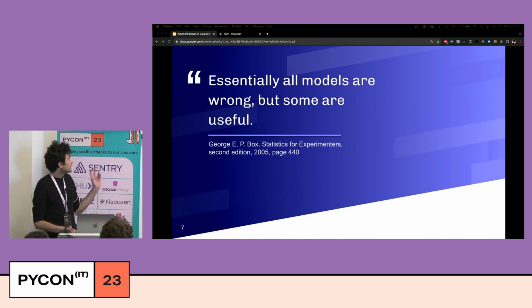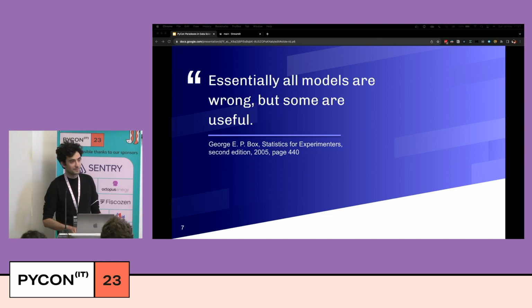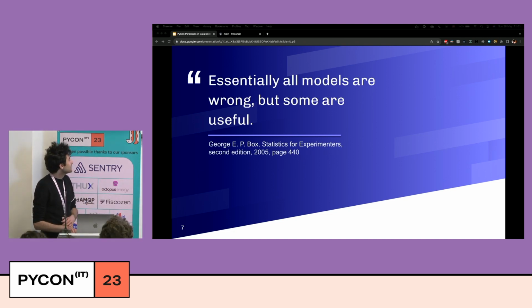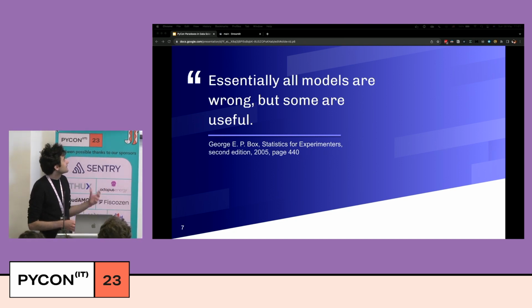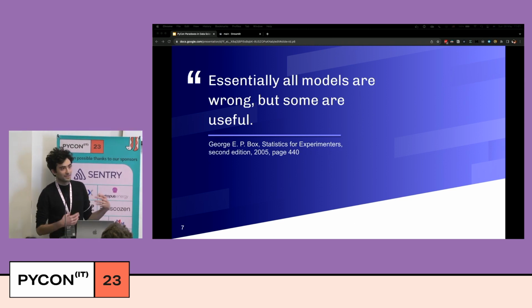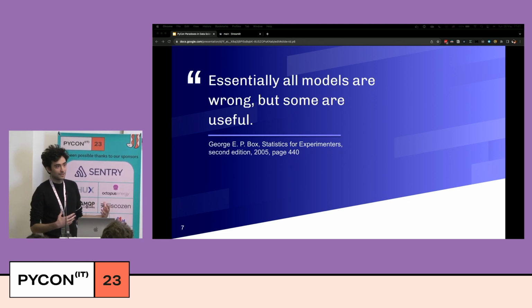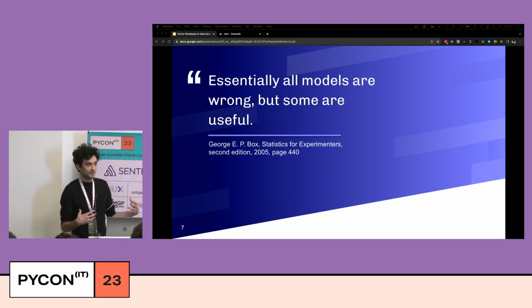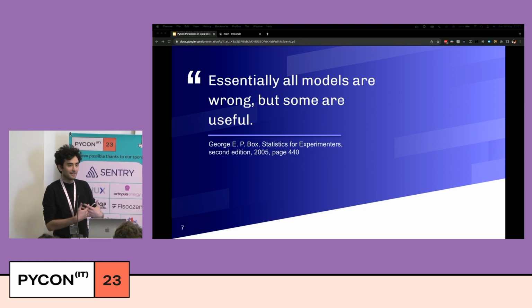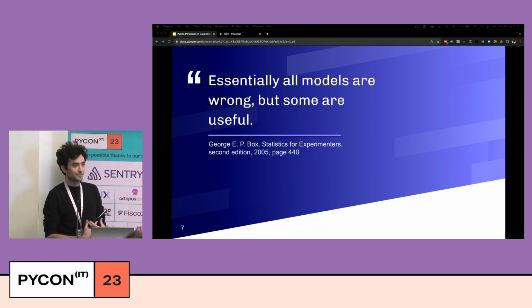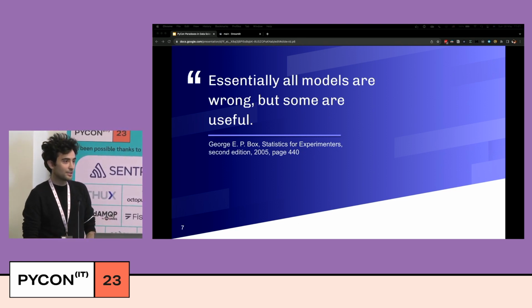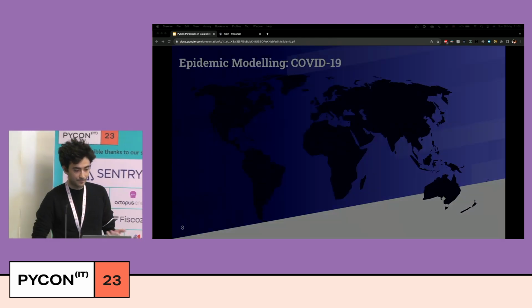For understanding models, it's really important to remember this quote from George Box, where he says that essentially all models are wrong, but some of them are useful. This is really important because models are always a representation of the real world environment, but they can never be one-to-one with it. Therefore, there are always assumptions or changes that they may not be able to capture over time.